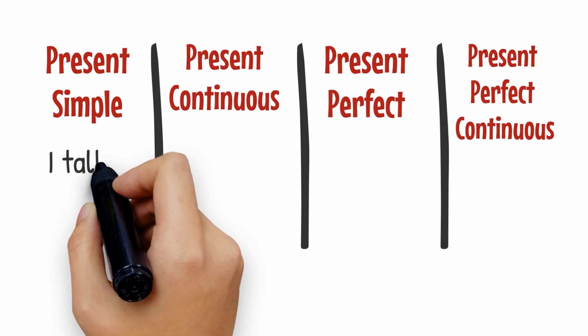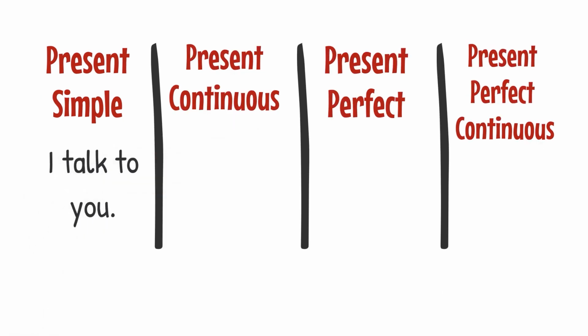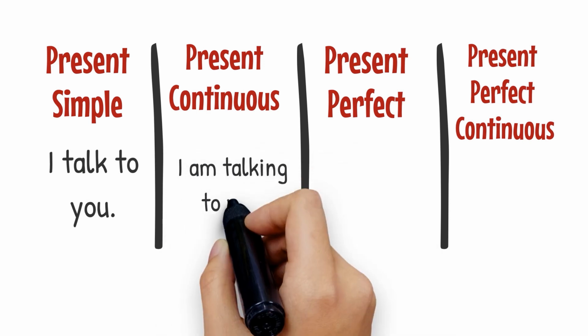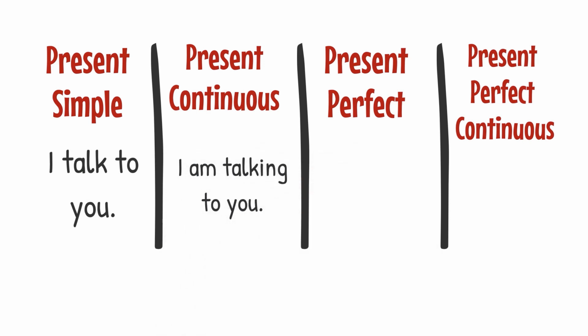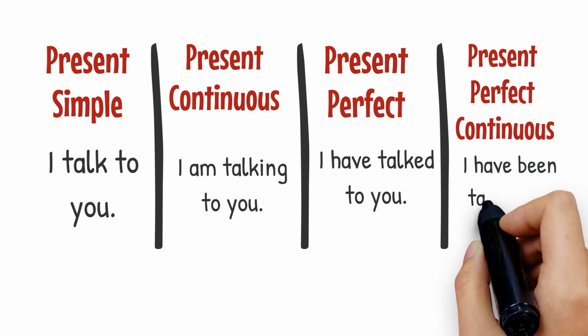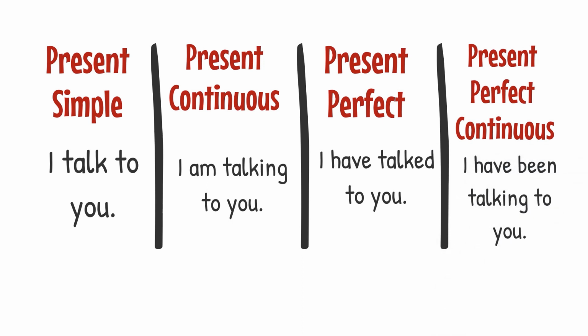For example, I talk to you. This is a present simple tense. I am talking to you. This is a present continuous tense. I have talked to you. This is a present perfect tense. I have been talking to you. This is a present perfect continuous tense.